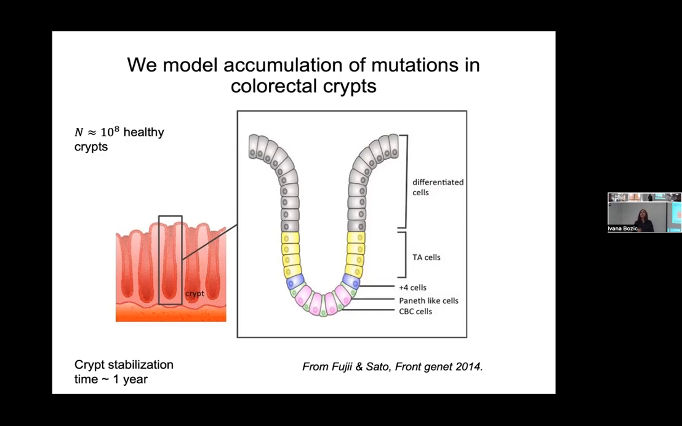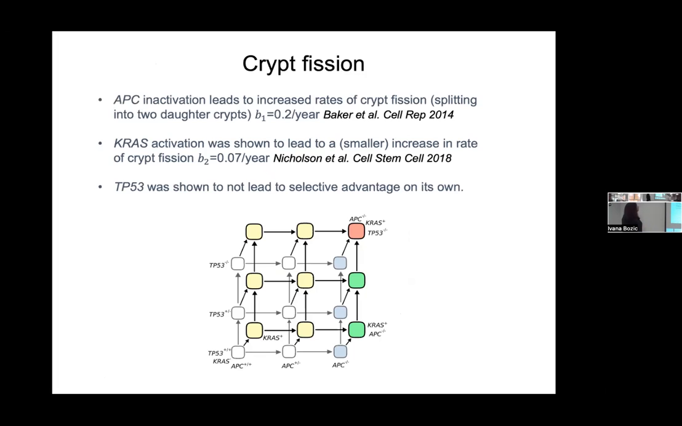bottom of that crypt. And the simplifying assumption we will make here is that once the mutation appears in a stem cell in a crypt, it will either be washed out or lost, or it will take over the crypt within a reasonable amount of time, so that we can neglect what happens inside the crypt and just focus on crypts as our units of selection. So we will start with our 10 to the 8 healthy crypts. So what will happen to them as they are getting these mutations?